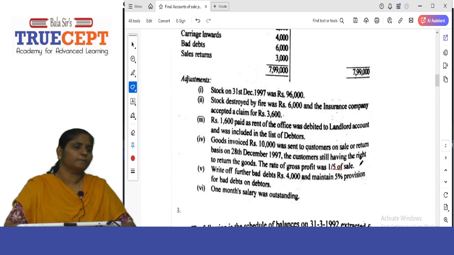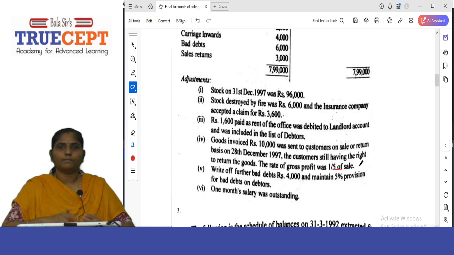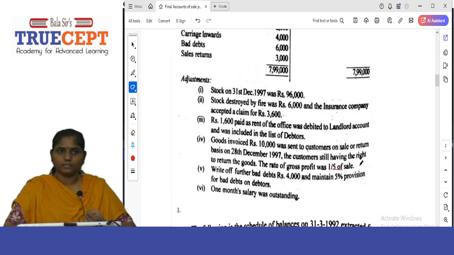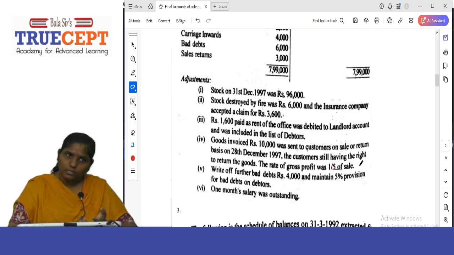Cost is how much? 8,000. So what do I do with the 8,000? I am supposed to add 8,000 to the closing stock in the trading account. Closing stock, what is the value given? 96,000. To that, add stock with customer 8,000 and show the amount 1,04,000 in the trading account.